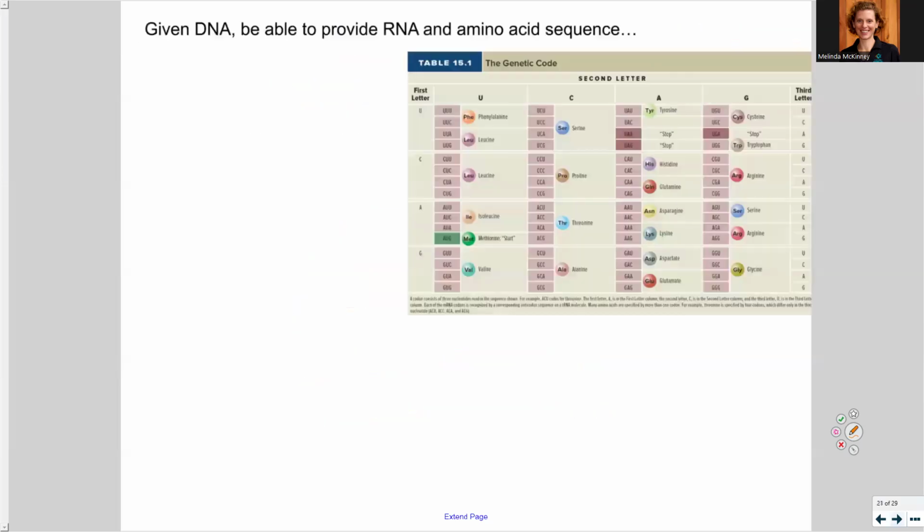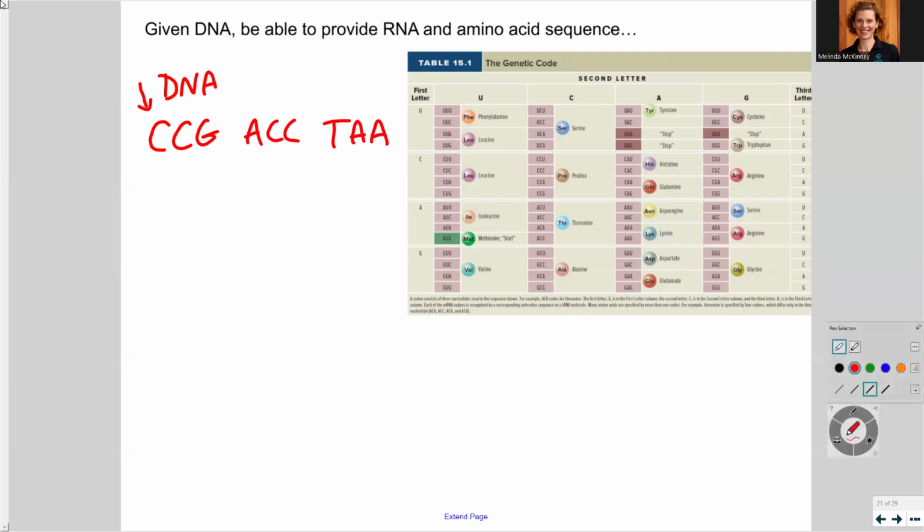What it's made out of. So what are you going to be asked to do on the exam? Given a sequence of DNA, say I get a sequence like CCG, ACC, TAA, just making up something, right? So this is my DNA. You are going to need to then provide the messenger RNA for that.